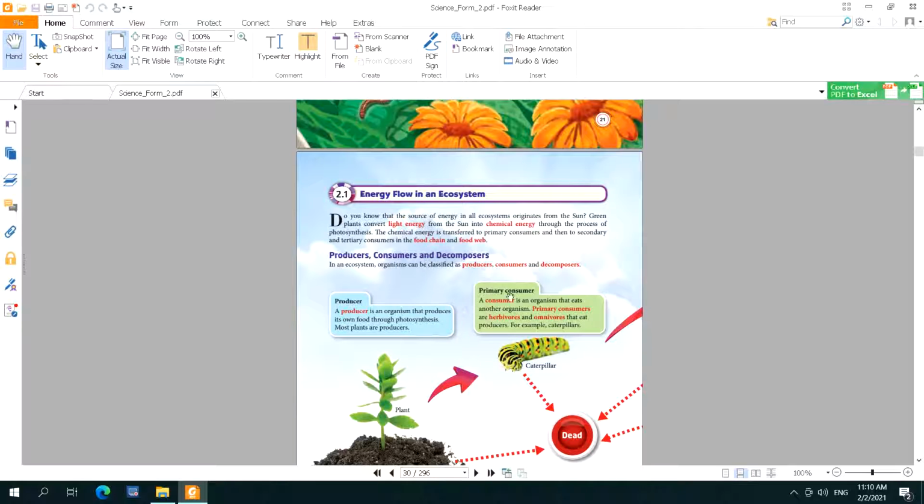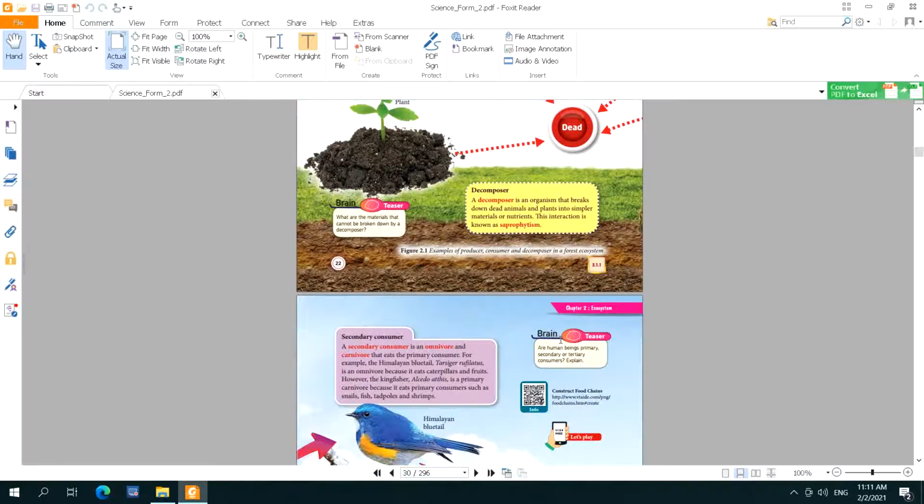And then we go to primary consumer. Primary consumer is an organism that eats producer. A consumer is an organism that eats another organism. So what is primary consumer? A primary consumer is an organism that eats producer. Most of the primary consumers are herbivores and some are omnivores. For example, caterpillars. What else? We have grasshopper.